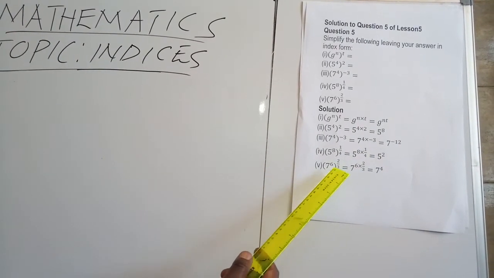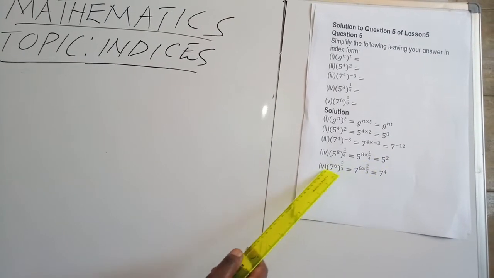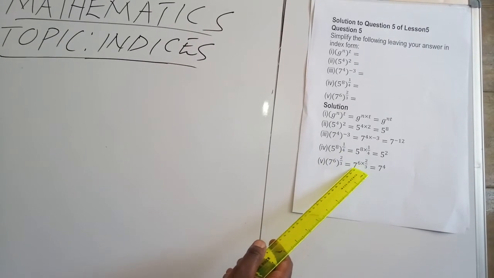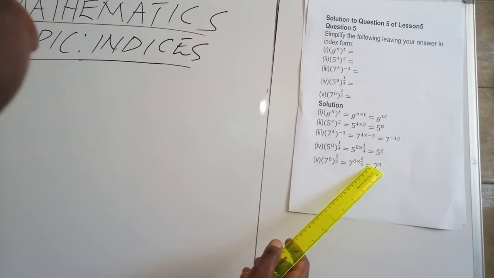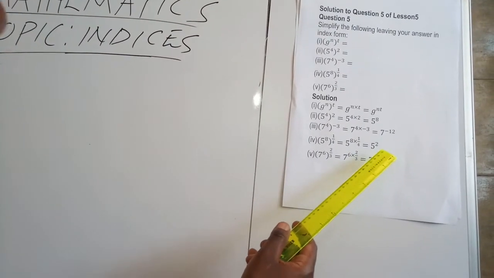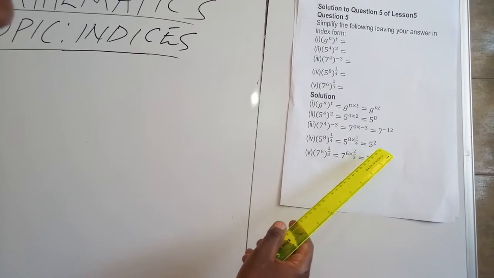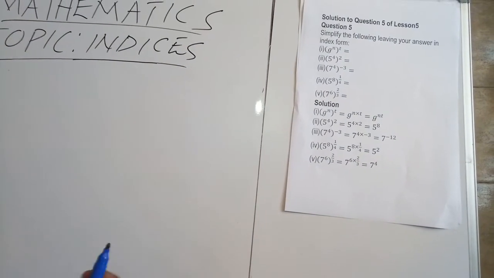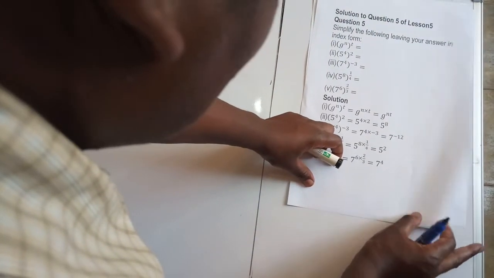The last question is 7 power 6 raised to power 2 over 3. That will be 7 raised to power 6 times 2 over 3. The answer will be 7 raised to power 4. How do you get that? 3 goes here twice. 2 times 2 gives you 4. So we have 7 power 4. Done with that revision. Hope you got at least 1 or 2 questions. If you didn't get, of course, just do the correction.